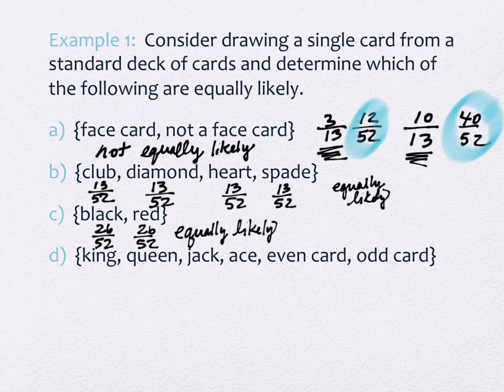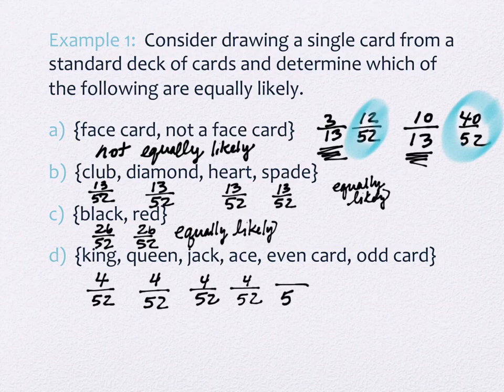Okay, the last one in this section: King, queen, ace, even and odd. Let's do these out of 52 cards just because I think it's maybe easier to count them that way. So how many kings are there? Not 12. That's how many face cards we had. What was it? 4. There's 1 king of each suit. How many queens are there? 4. How many jacks are there? 4. All out of 52. How many aces are there? 4.